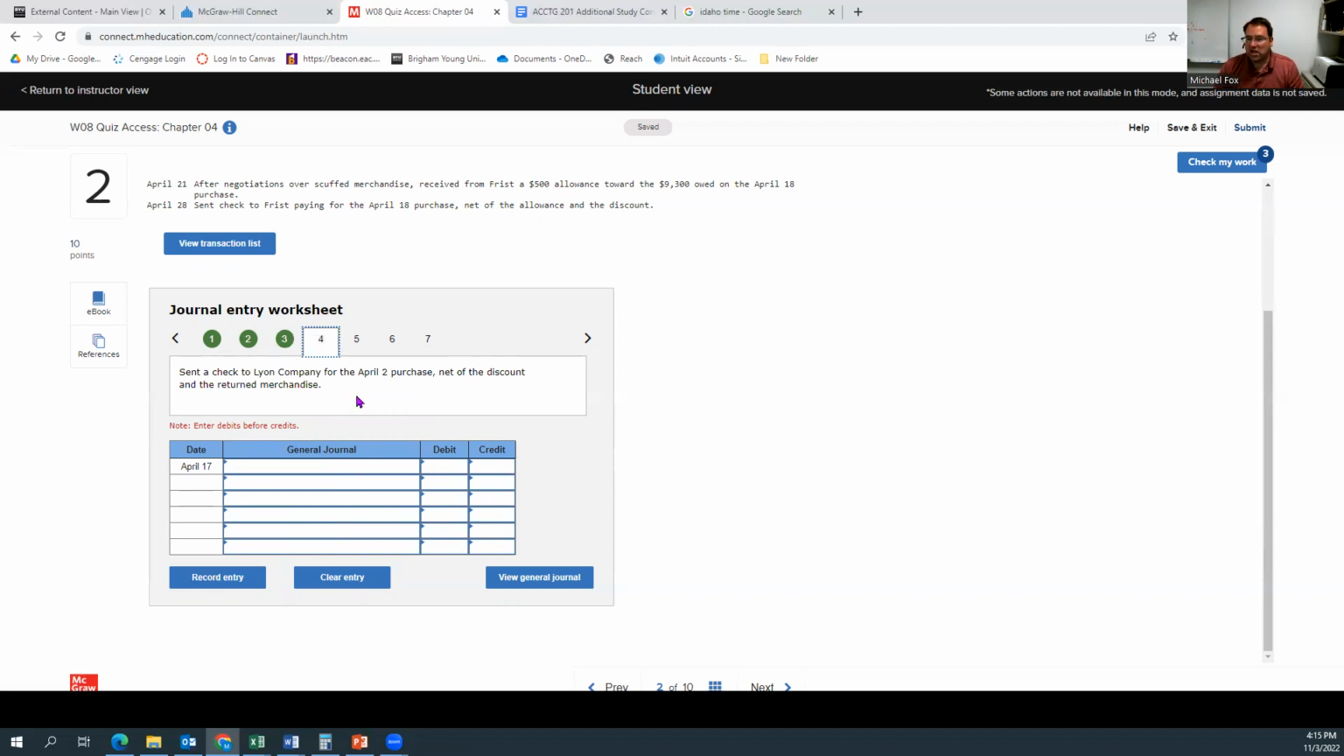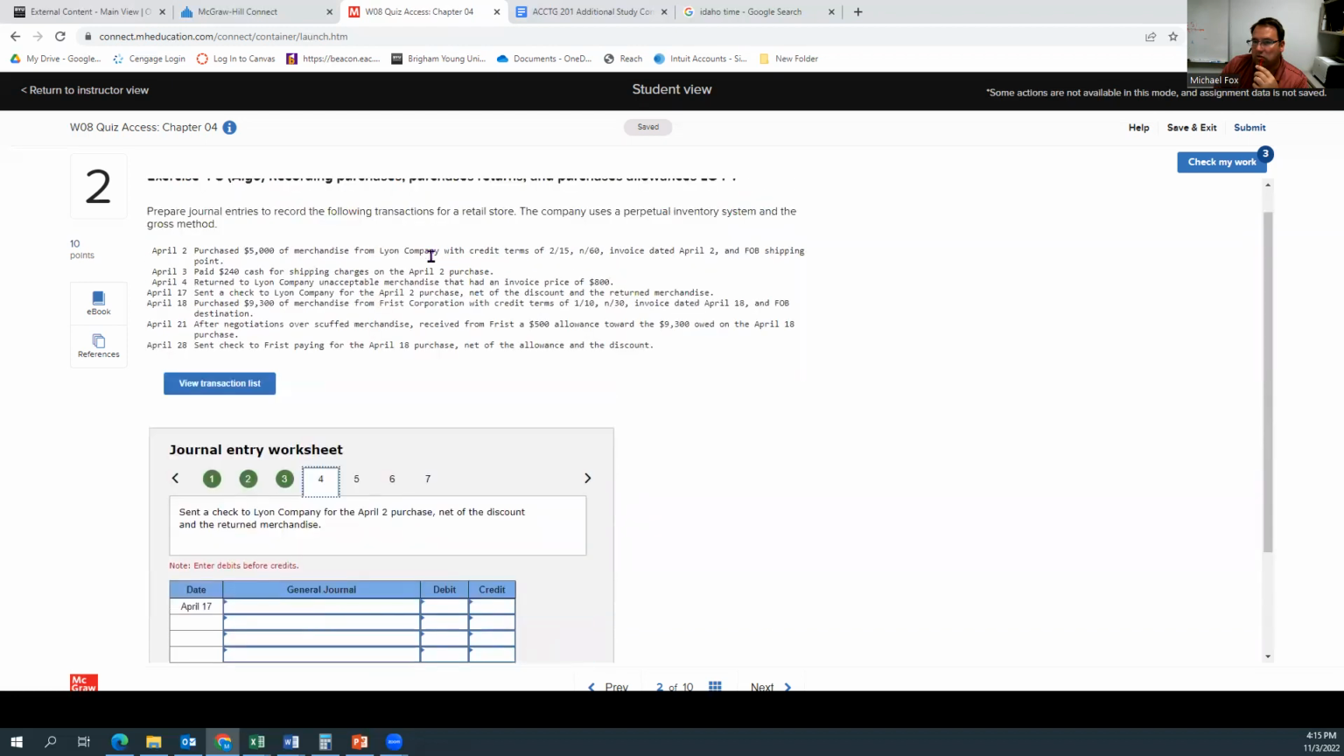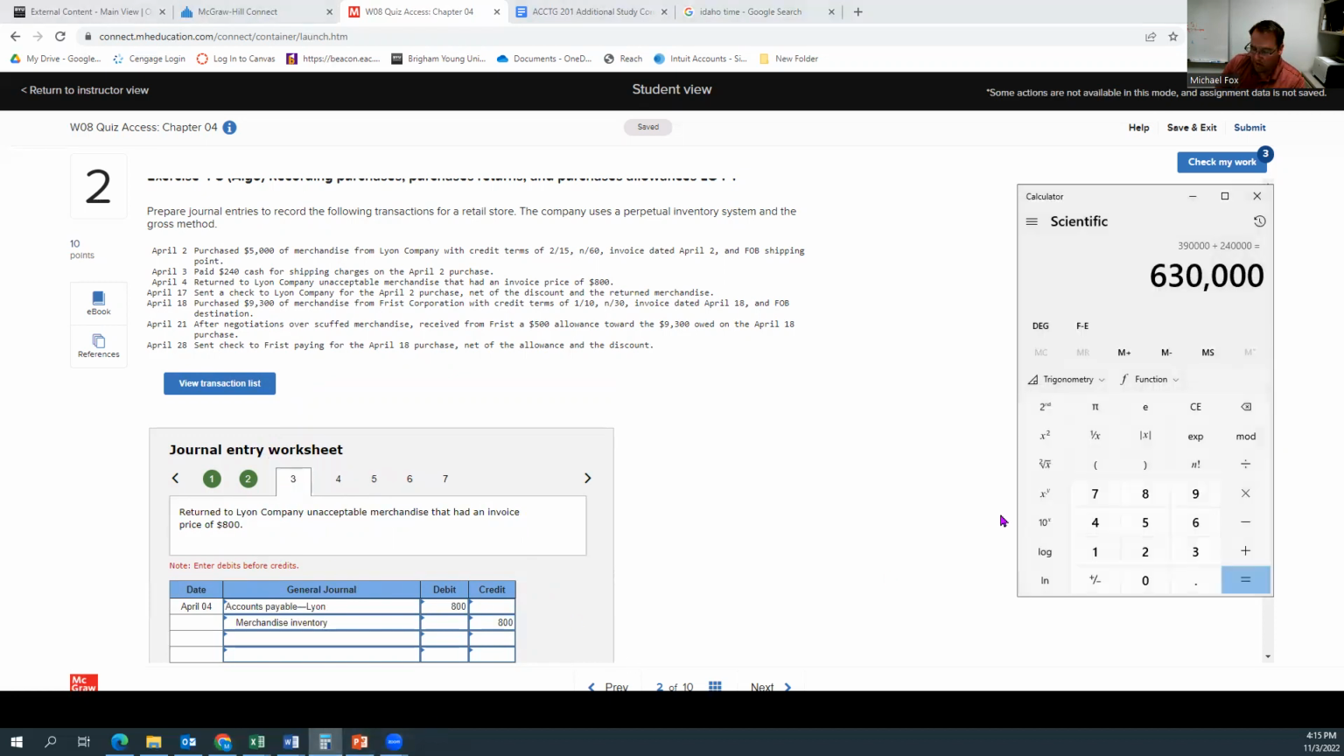Number 4, we sent a check to Lion Company for the April 2nd purchase, net of the discount and the returned merchandise. So here we have to recognize that we made the original purchase. Oh, sorry, this is April 17th. So we're paying it within the 15 days. So we're going to get a 2% discount. But we can't get a discount on all of it because we returned some of it. If you remember back in 3, we returned $800 worth. So I'm going to take the amount I originally purchased, or the cost of it, I should say, minus $800.